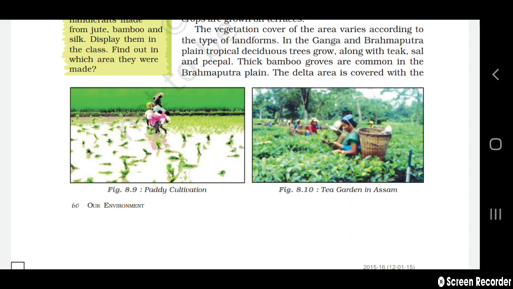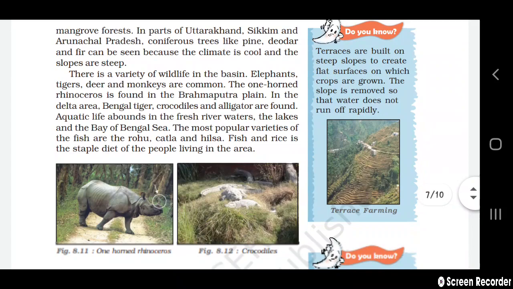You learnt this in your fifth or sixth chapter. Thick bamboo groves are common in the Brahmaputra plain, and the delta area is covered with mangrove forest. In parts of Uttarakhand, Sikkim and Arunachal Pradesh, you can see coniferous trees, the pine, deodar and fir, because the climate is cool and the slopes are very steep in these places.